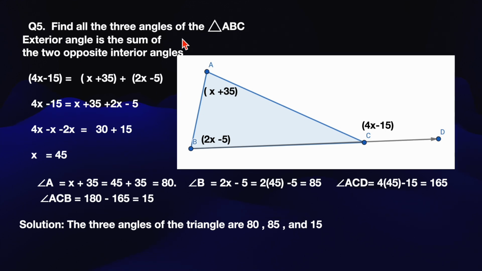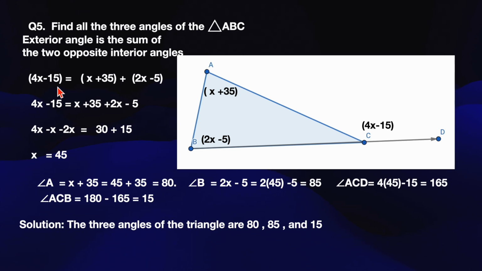Question 5. Find all the three angles of the triangle ABC. So this is the triangle ABC. They are asking us to find all the three angles. They have given this angle as x plus 35, this angle as 2x minus 5, and this angle is called the exterior angle. When you extend the line like this, the angle here is the exterior angle of this triangle. The angle within the triangle is this angle. So they are asking us to find this angle also. There is a rule which says that this exterior angle is equal to the sum of the opposite two interior angles. So 4x minus 15 is equal to x plus 35 plus 2x minus 5.